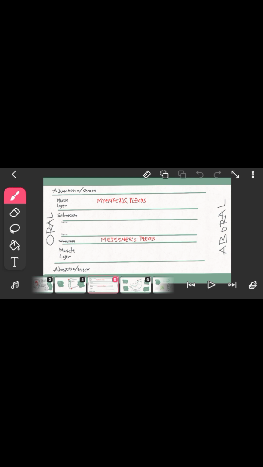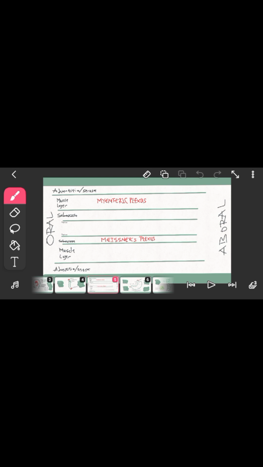Now, the adventitia is basically the outermost covering of the GI tube, because the GI tube is a long tube that extends from your mouth to the anus, and then it is divided into adventitia or serosa based on location. If it is inside the peritoneum, it is called serosa, or if it is outside the peritoneum and attached to other structures, it is called adventitia.